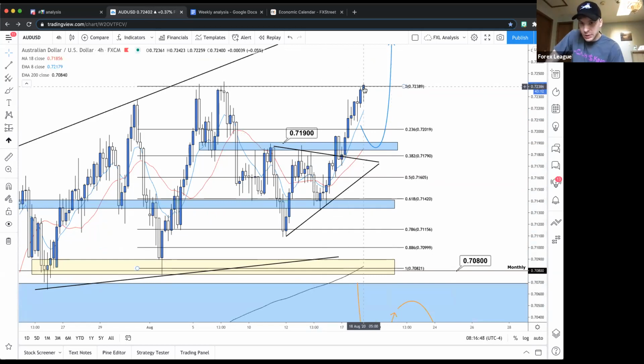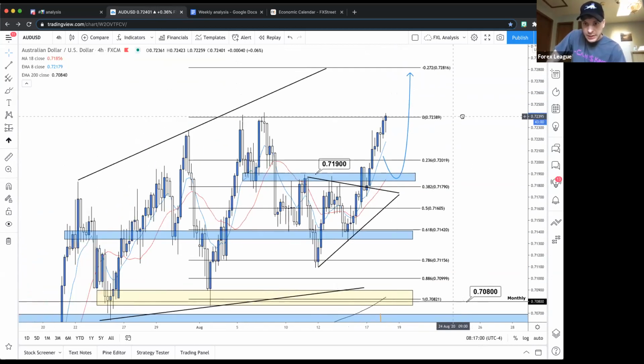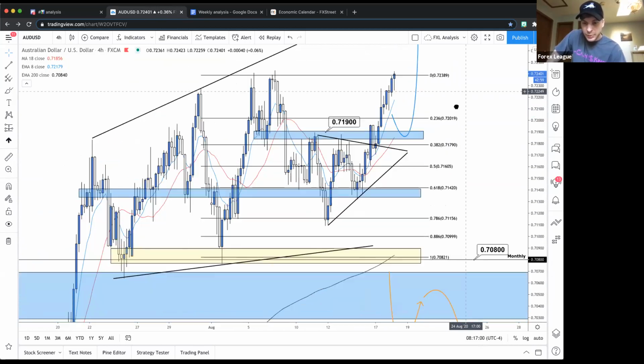I'm not going to take an entry up here. It's way overextended. My stop loss needs to be at a reasonable spot. So this is where it would be. Nice retest of this zone. Get in on a confirmed higher low. Nice stop loss. Good risk reward. And yeah, that's AU. Basically waiting for that pullback.